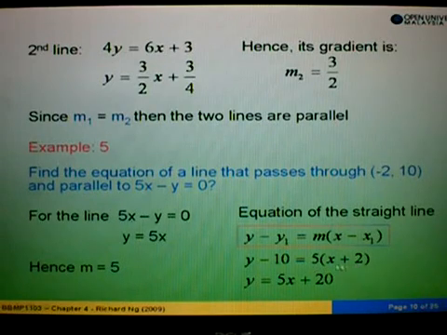Now expand this bracket. 5 times x will give us 5x. 5 times 2 is 10. Shift the negative 10 over to the other side. We have 10 plus 10 will give us 20. So therefore the equation of the line is y equals 5x plus 20.